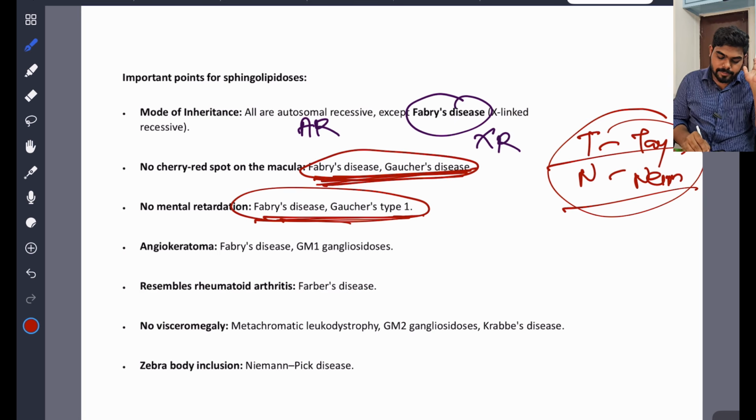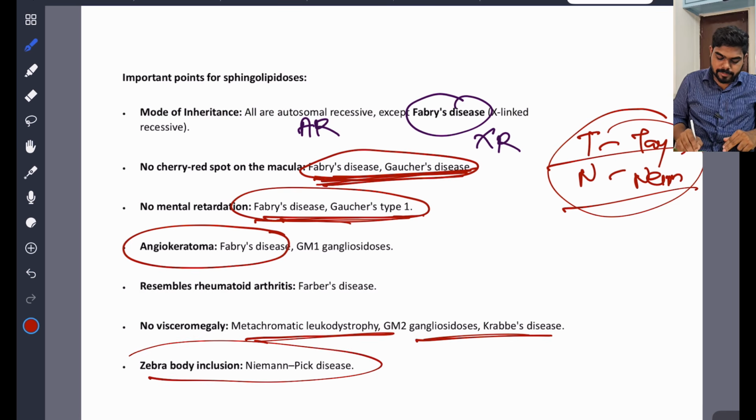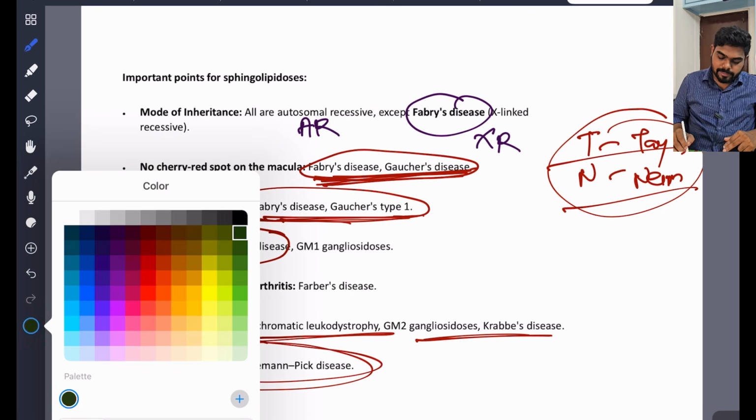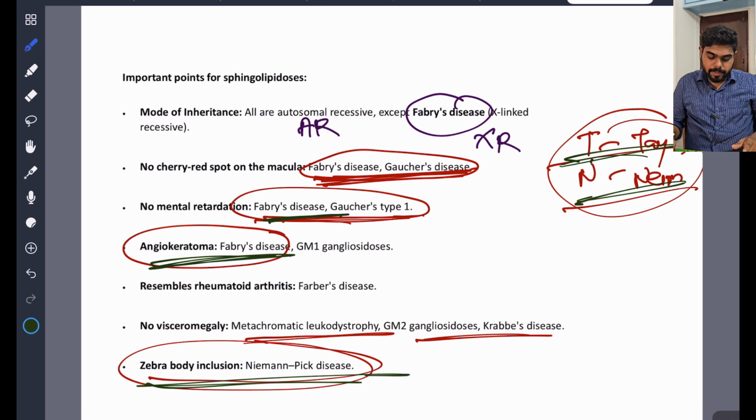Angiokeratoma, it is Fabry disease. Vortex keratopathy, that is also Fabry's disease. Okay, and no visceromegaly, so small. Metachromatic leukodystrophy, Krabbe's disease, no visceromegaly. Zebra body, Niemann-Pick disease. So these are some summaries I can say. We already discussed zebra body, Niemann-Pick, angiokeratoma, Fabry disease, and you can see TN, cherry red spots are in Tay-Sachs and Niemann-Pick.